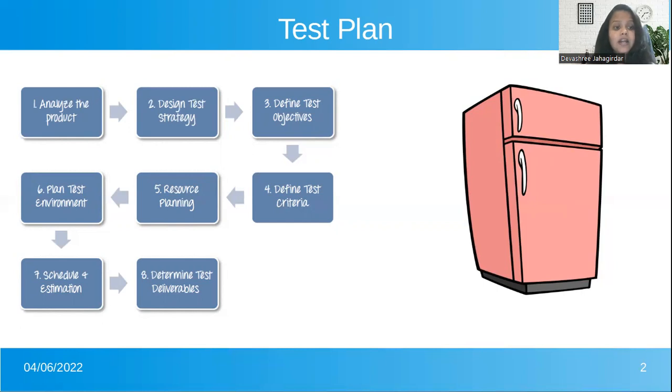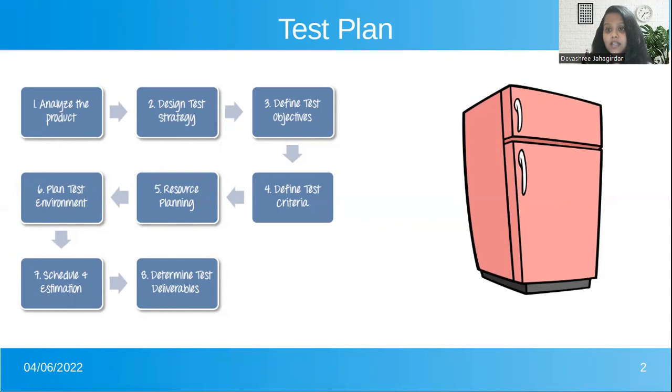The next is plan test environment. Here there is a setup where the actual user is going to use that product. If the refrigerator is used in a particular environment, we'll try to create or set up that environment here, and then we'll test that refrigerator or that software, so we can see whether it is working fine in that environment or not. So this is what plan test environment is. Then schedule and estimation, right? Here we can schedule the delivery of the product and estimate the cost of the total product. So this is what schedule and estimation is.